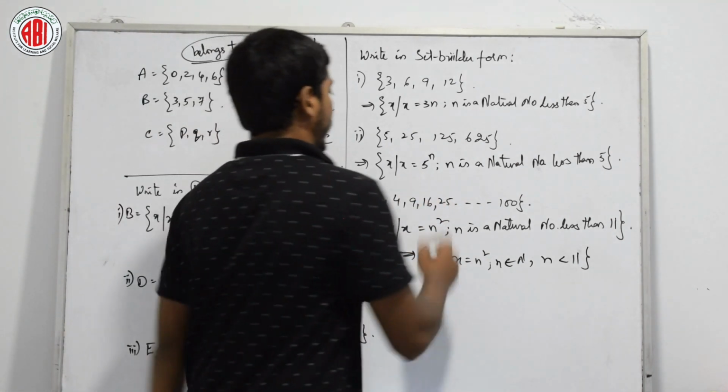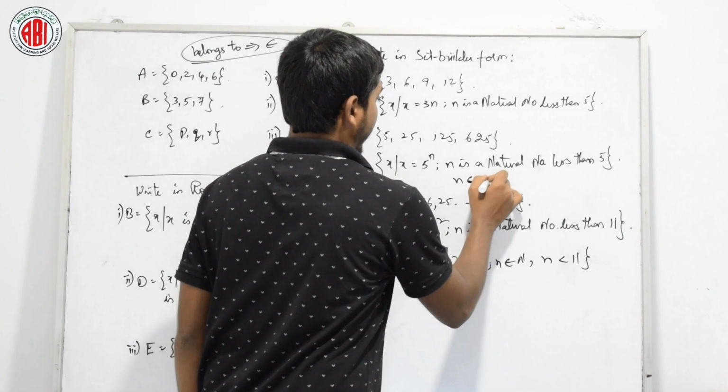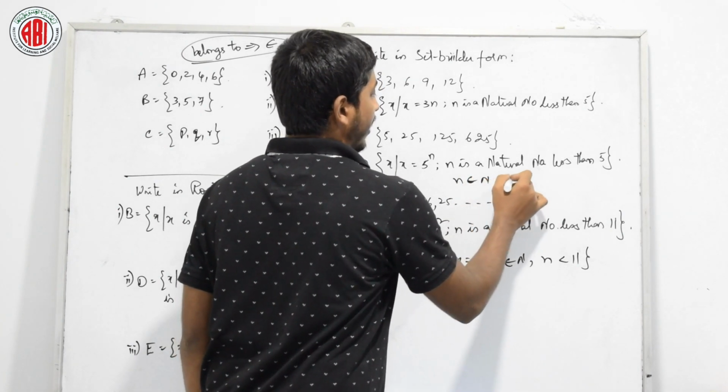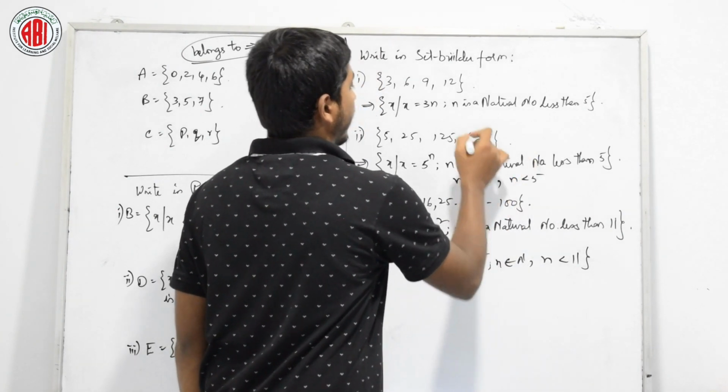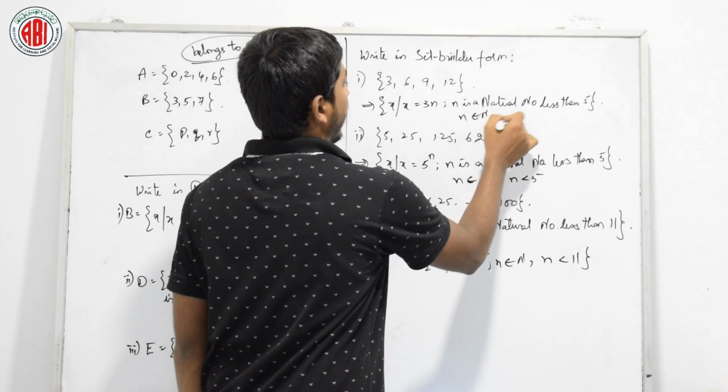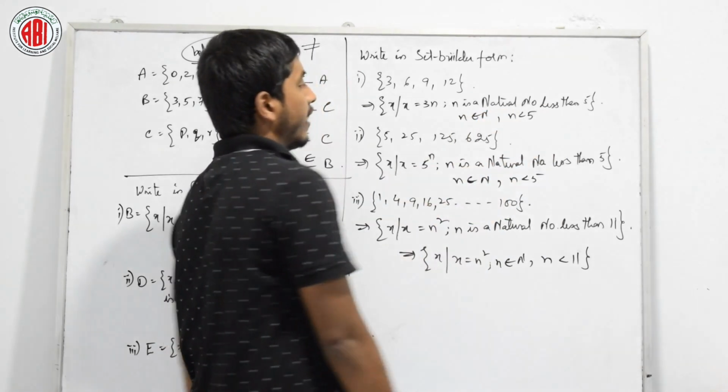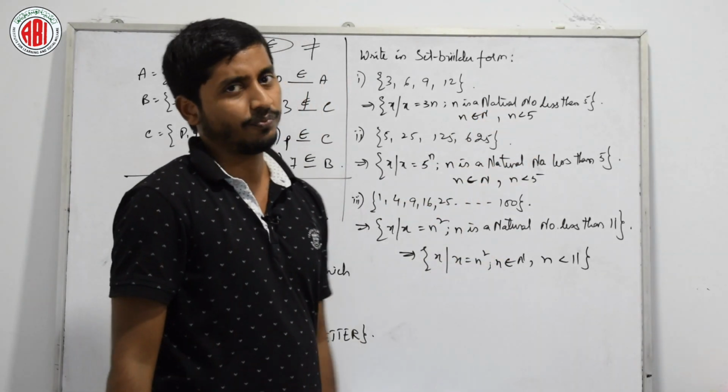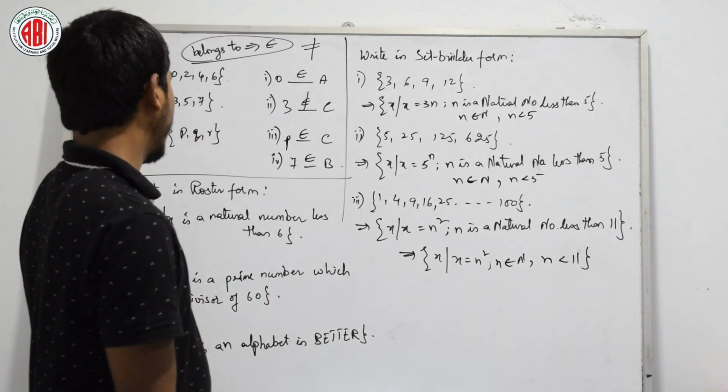We can even write for this, instead of writing this whole, we can write it as n belongs to N and n is less than 5. Here also n belongs to N and n is less than 5. That is also a kind of set builder form. Okay, let us move on to the next problem.